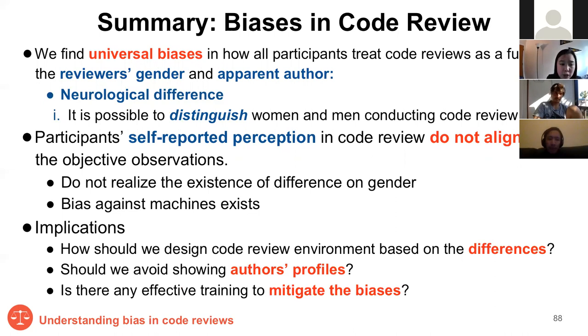Based on our findings, we know that men and women conduct code review differently, and there's a bias against certain author identities. So what implications can we think about? How can we use the findings to improve code review? For example, how should we design code review interfaces based on the differences? Should we just avoid showing authors' profiles at all? Or should we make it easier for developers to access the non-functional information they care about? Is there any effective training to mitigate the biases? All of them are future research directions for us. It is largely unknown yet.